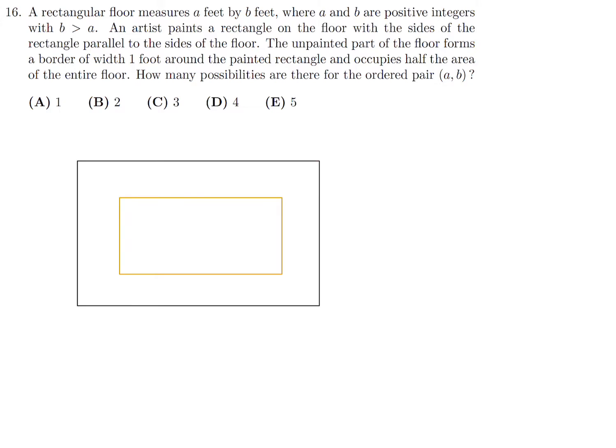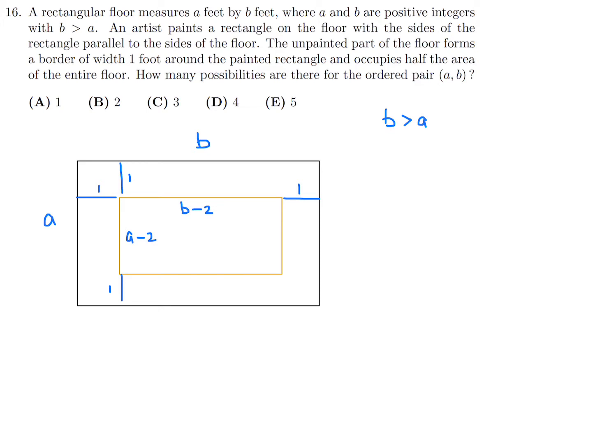Let's draw in our rectangle. And this is B and this is A, keeping in mind that B is greater than A. And then the border is always going to be 1, right? That's 1, that's 1, that's 1, that's 1, like that. So this distance here is B minus 2. And this distance here is A minus 2.